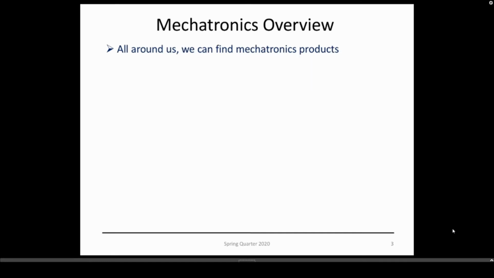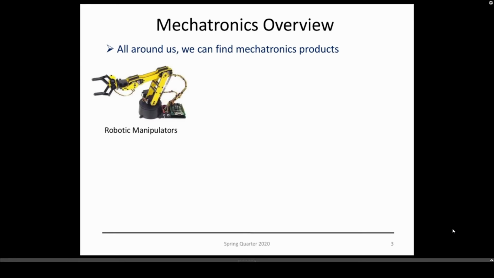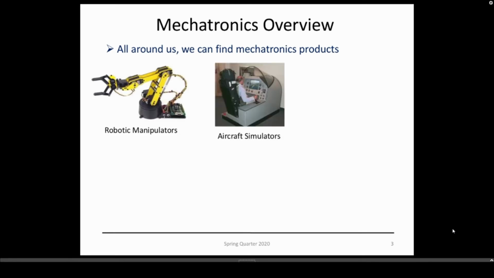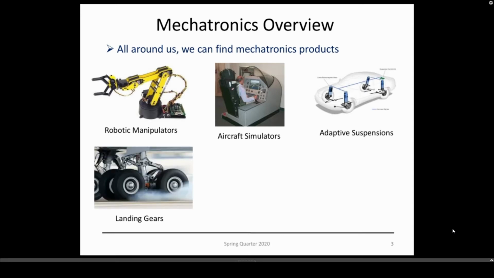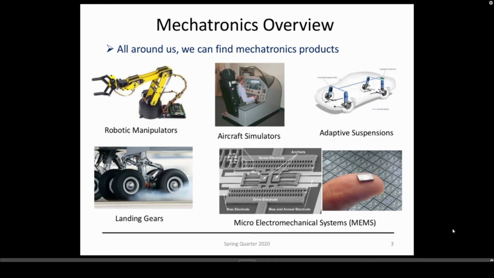We can find a lot of different types of mechatronic systems around us. Probably the easiest ones are robotic manipulators, aircraft simulators, adaptive suspensions in cars, landing gears, and microelectromechanical systems, commonly called MEMS. These are sensors that you can find inside, for example, iPads or phones or cameras to measure gravity, acceleration, etc.